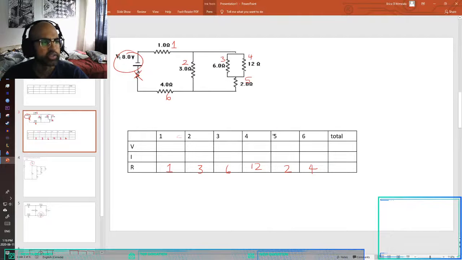In case anyone's wondering, sorry for that confusion. Our total voltage for the whole circuit, the amount of energy each electron gets, is 8 volts in the beginning.